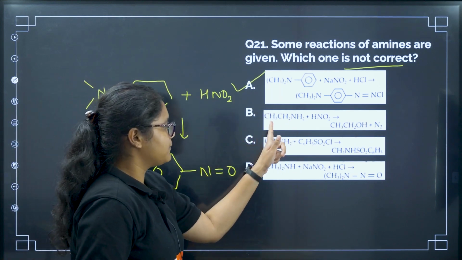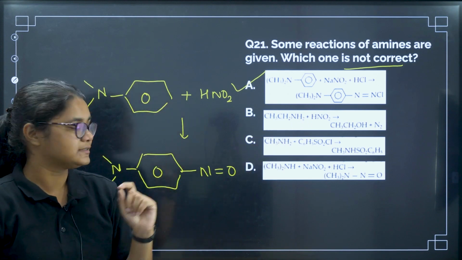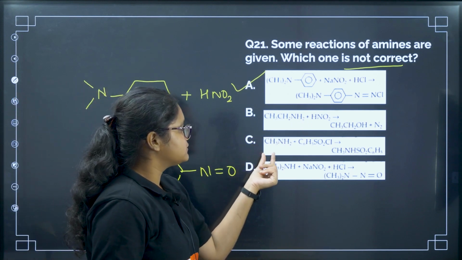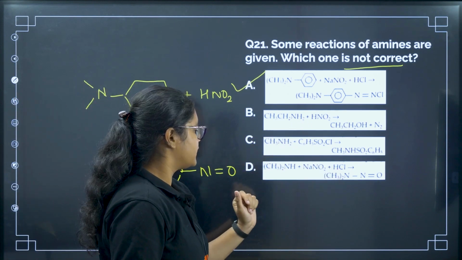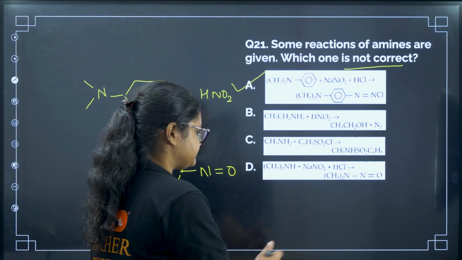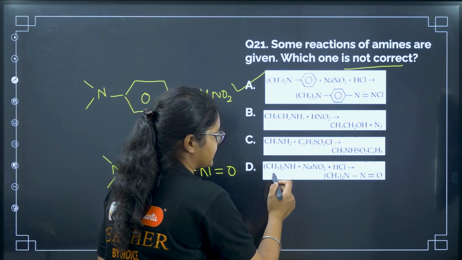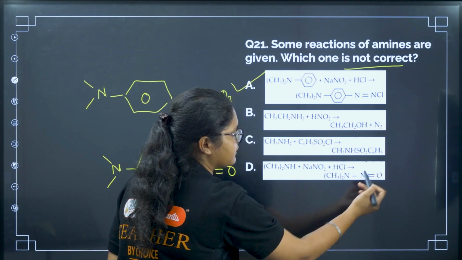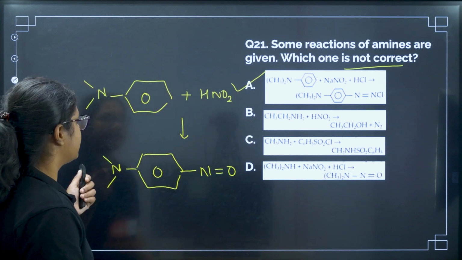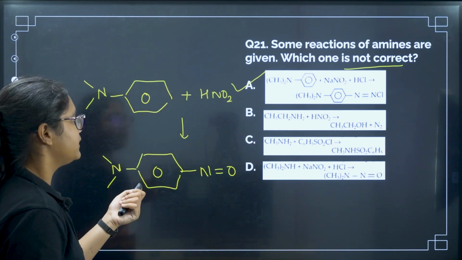Here you see the others can be correct. Primary amines on reaction with nitrous acid will give you alcohols. Then this one is your Hinsberg reagent, this is also correct. And this one, when secondary amines react with nitrous acid, they give you a nitroso compound, right? So the correct answer for this question will be option A.